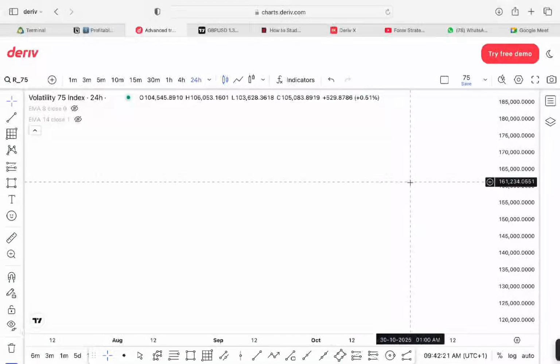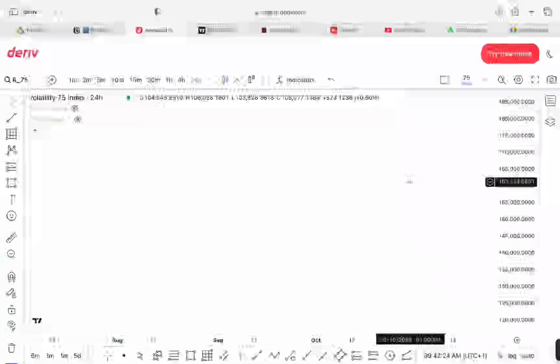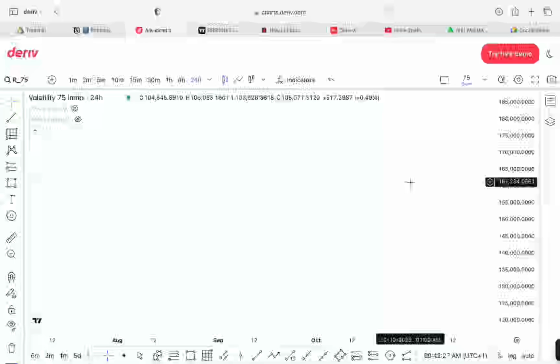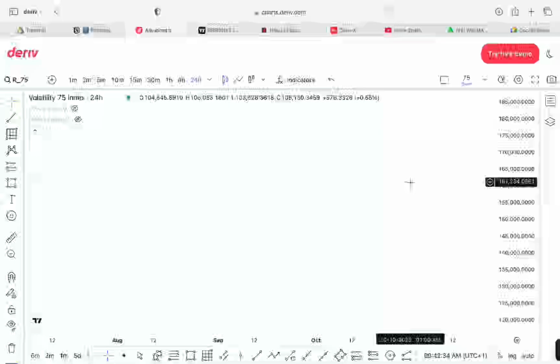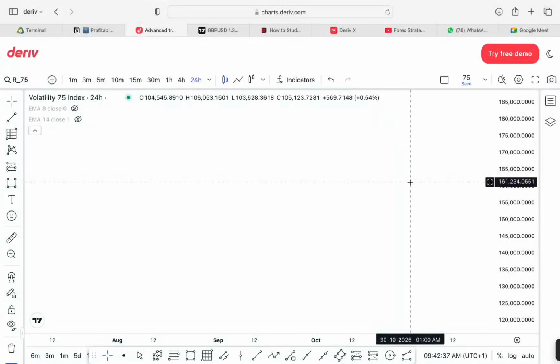So what is market structure? Market structure is the framework of price movement on the chart. It shows how the market flows, and helps us understand whether the market is trending, ranging, or choppy. But when we talk about a trending market, ranging market, or choppy market, there are also basics and fundamentals that guide this price direction or movement, whatever you want to call it.